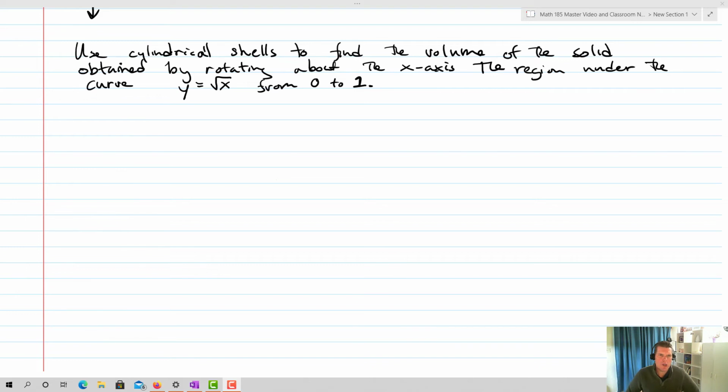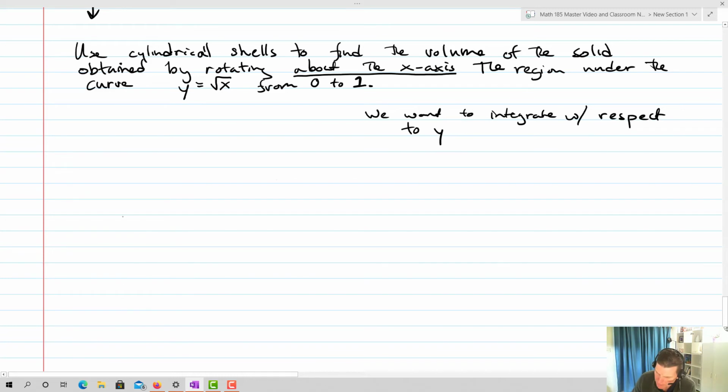Let's suppose we want to use cylindrical shells to find the volume of the solid obtained by rotating about the x-axis the region under the curve y equals square root of x from 0 to 1. Now what we want to notice is that we're going to be using cylindrical shells and going about the y-axis. So since we're going about the y-axis, we want to integrate with respect to y, with respect to dy.